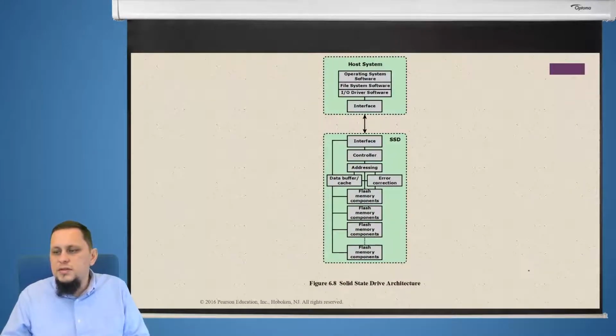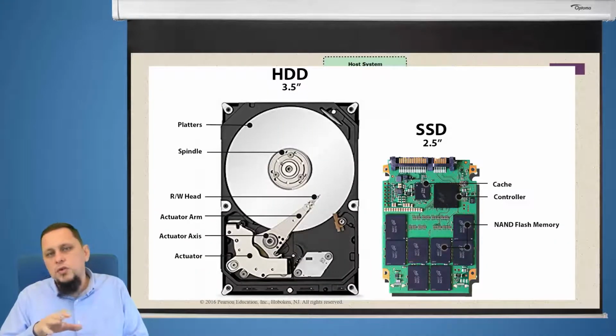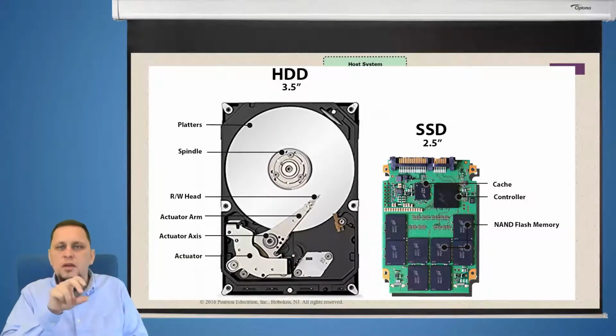And this is how the SSD is organized internally. You have some interface, controller, addressing, and then you have a bunch of flash memory components. When you look at the top of the SSD, you will see a lot of small black chips. Each chip is actually a flash memory component.